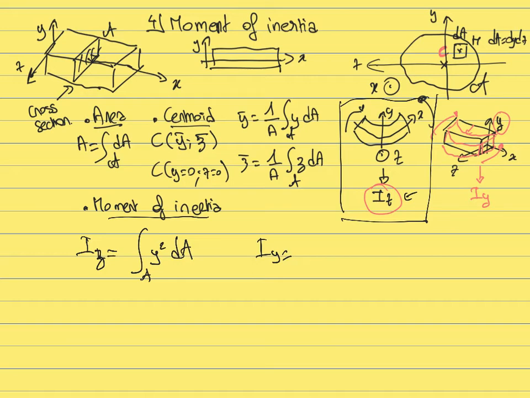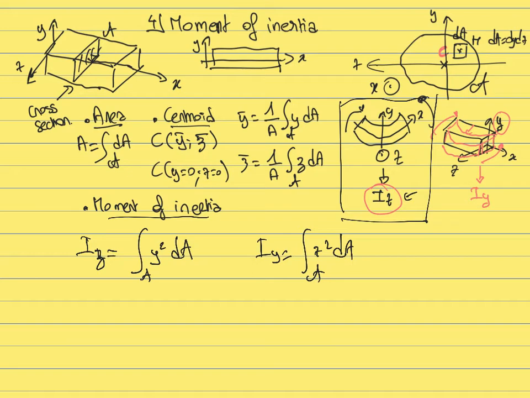Now, if you want the moment of inertia about y, it's the same thing. We are going to integrate not y this time, but z. So we integrate z square over the cross-section.